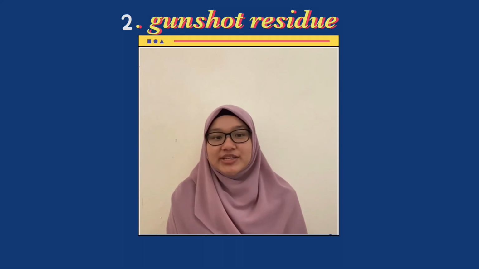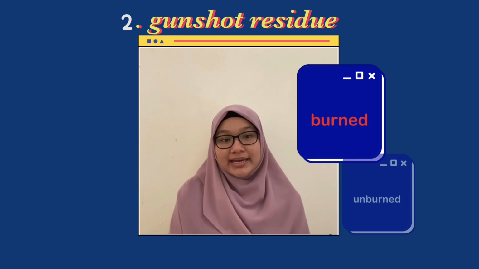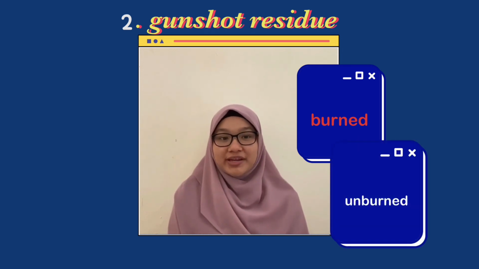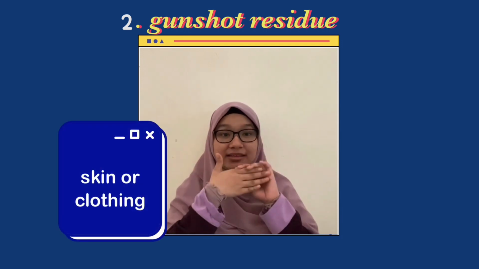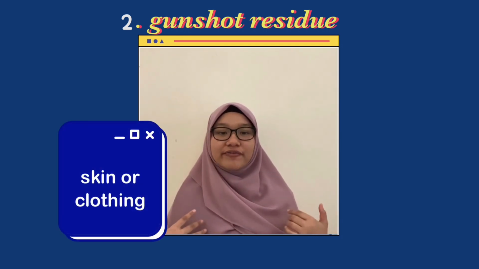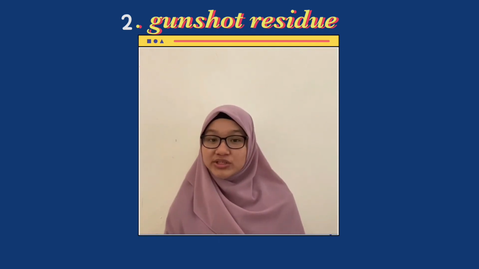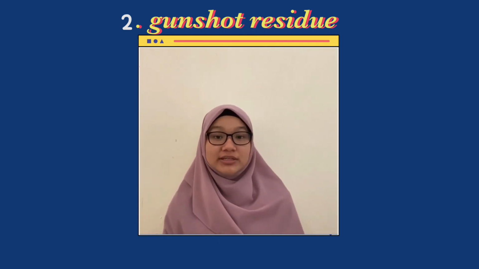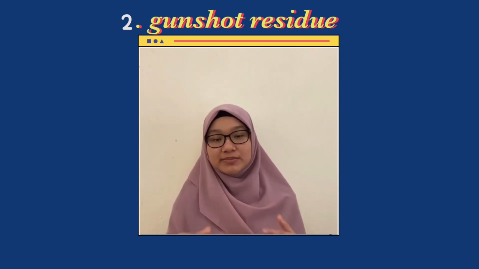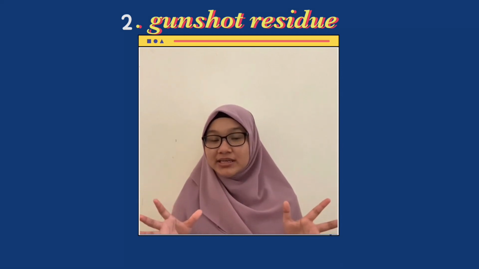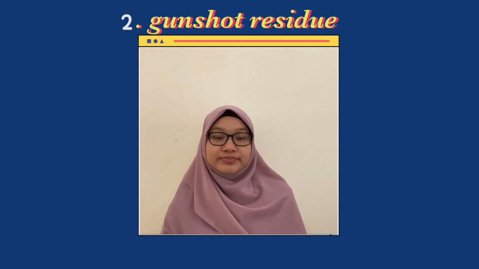Gunshot residue is a component of ammunition. It primarily consists of burned and unburned particles when a bullet is fired from a firearm. This gunshot residue may be found on the skin or the clothing of the shooter, or on victims. It can also be present on target materials at the crime scene, and people in close proximity to the crime scene may also have gunshot residue.